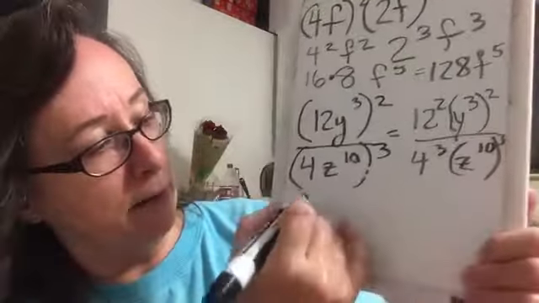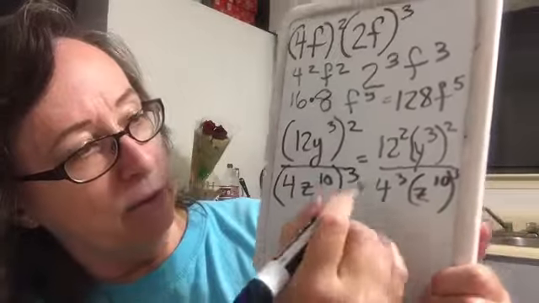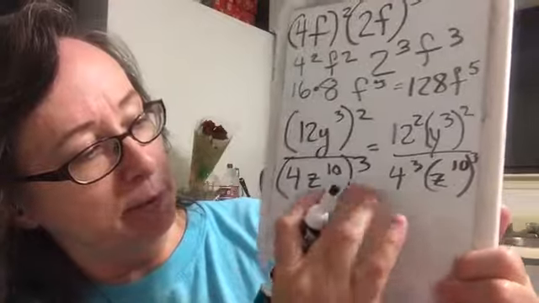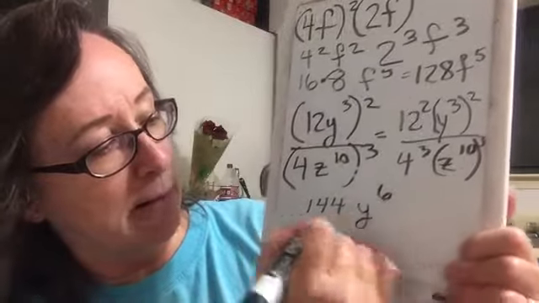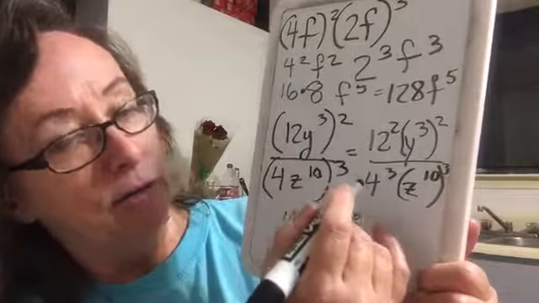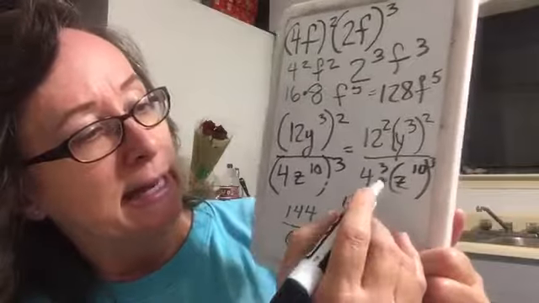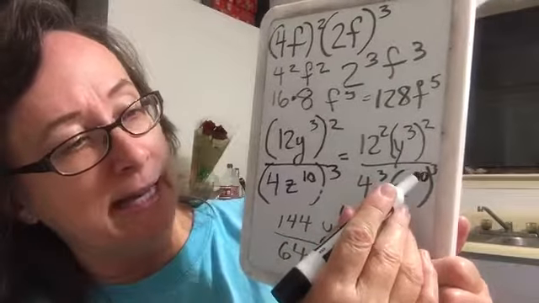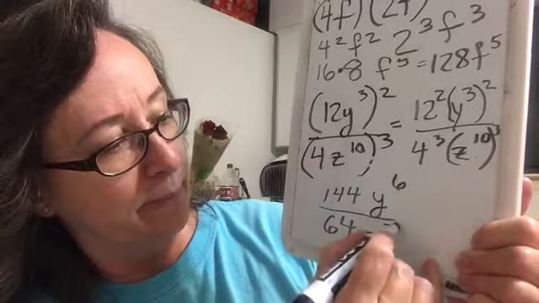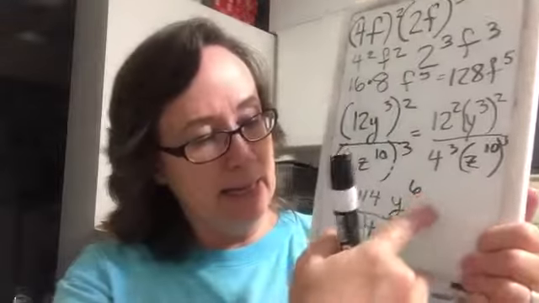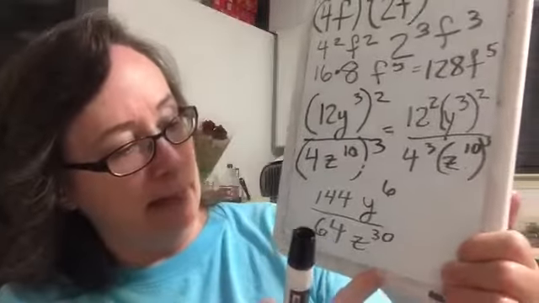And then 12 squared is 144. And y, I'm not going to put that in parentheses, y to the 6, because I'm raising a power to a power I multiply. 4 cubed is 64 again. And z, that was 10 and 3, so that's 30, z to the 30. Now, the y and the z cannot combine in any way.